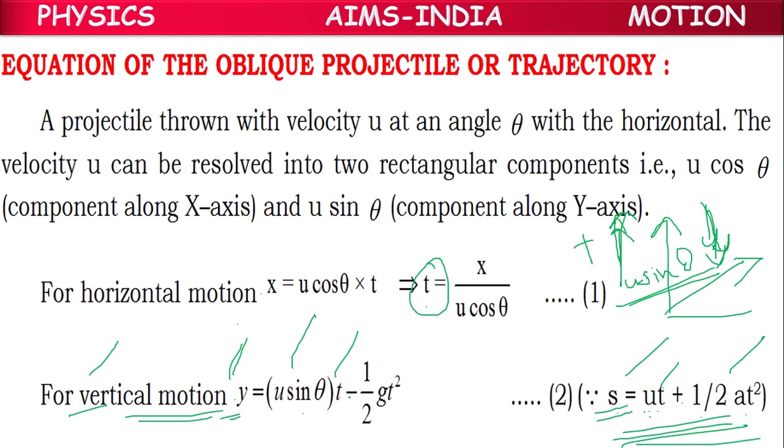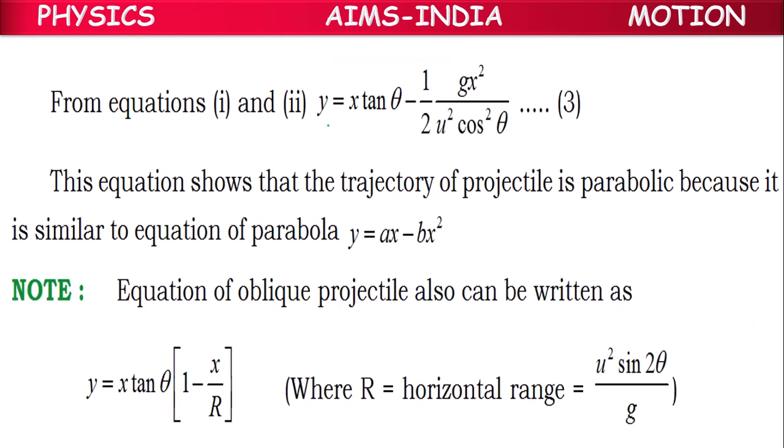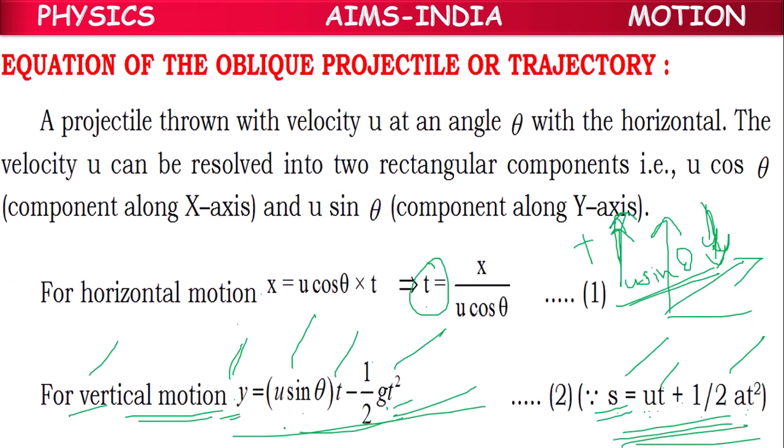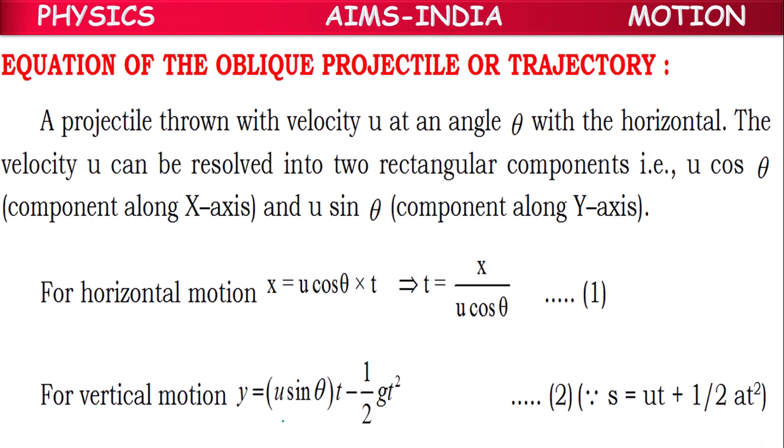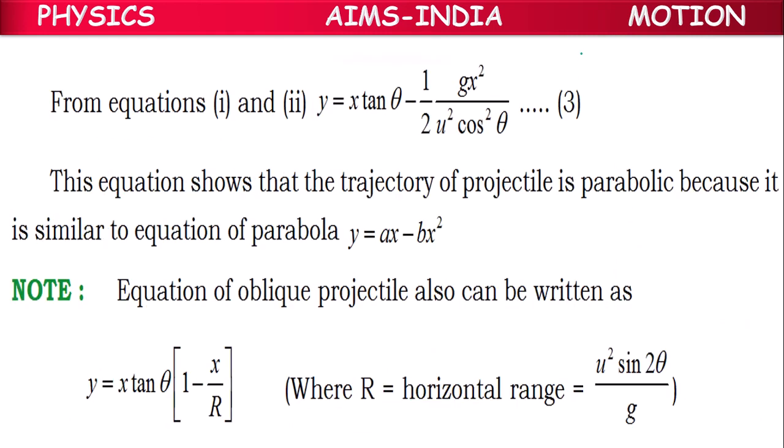So minus half g, in the place of t we will keep t only, t square. So this is the formula: y equal to u sin theta t minus half g t square. So what we got? Here we got y equal to u sin theta t minus half g t square.